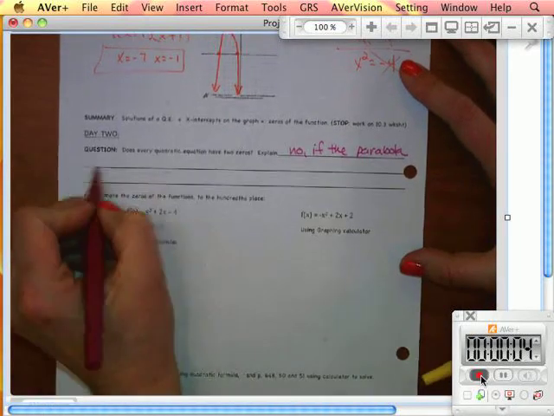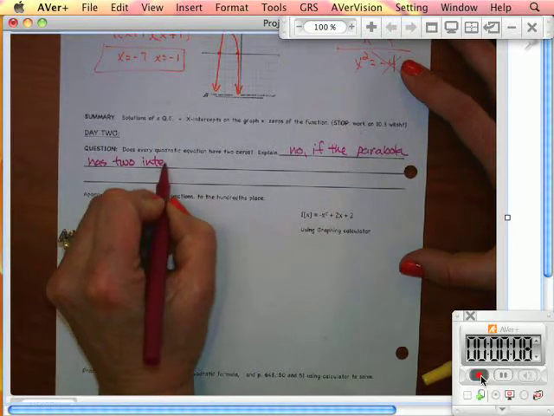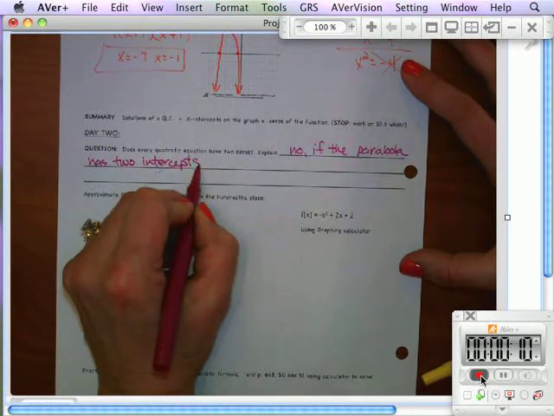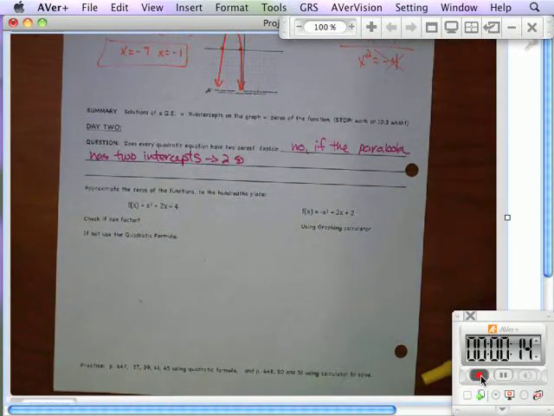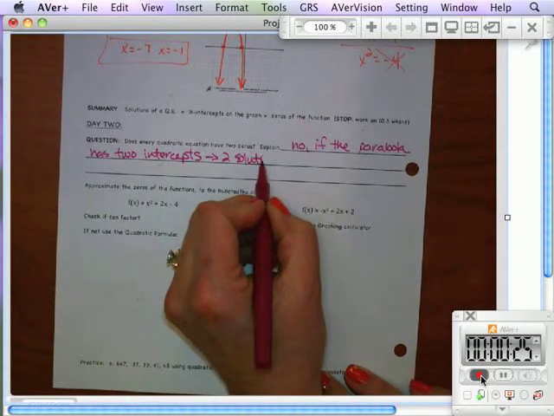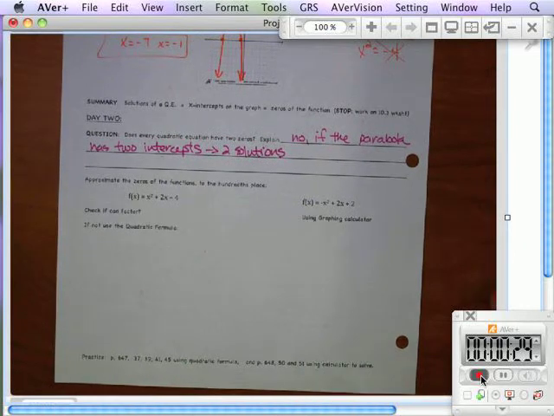If the parabola has two intercepts, it has two solutions. So if the parabola has two intercepts, it has two solutions.